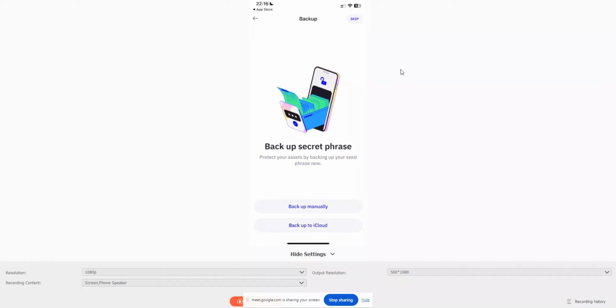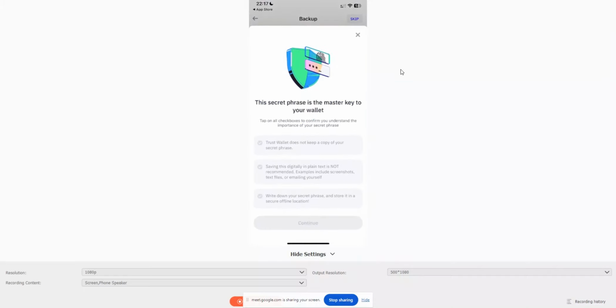I would not advise anyone to back up to iCloud, because if you are using an iPhone and you back it up on iCloud, and someone gets hold of your iCloud, it's very easy for them to access your funds. So always make sure you back it up manually. So I'm going to click these ones.